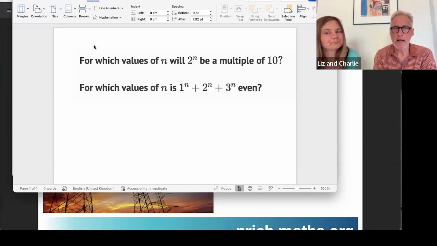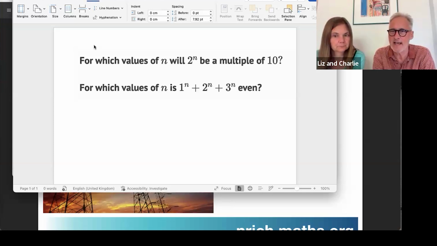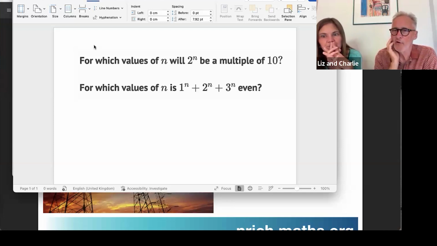So a lot of people are agreeing that it's never going to be possible for the first question, and it's always the case in the second question. What kind of reasons might you expect students to be giving? Or what's the reason you're giving? So Eddie has said odd plus even plus odd is always even.